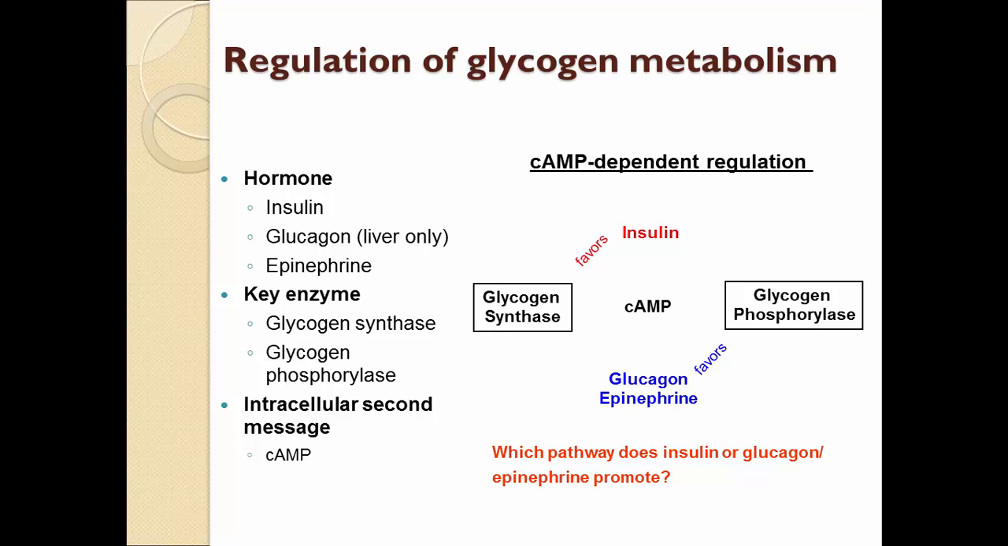Now let's talk about the regulation mechanisms in a little more detail. So the first mechanism is called cyclic AMP or cAMP dependent regulation.